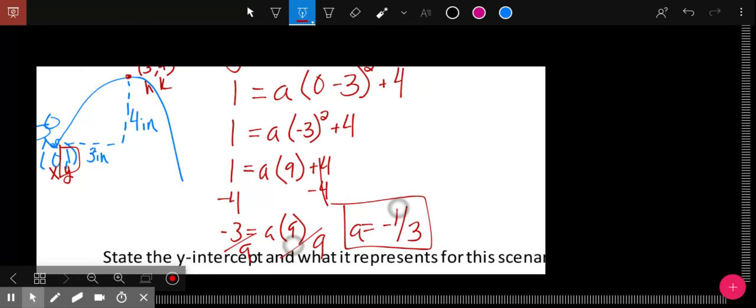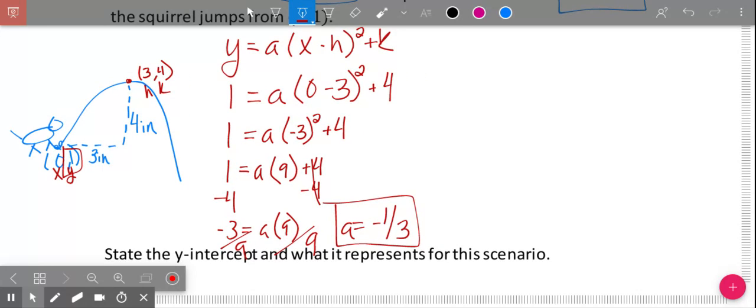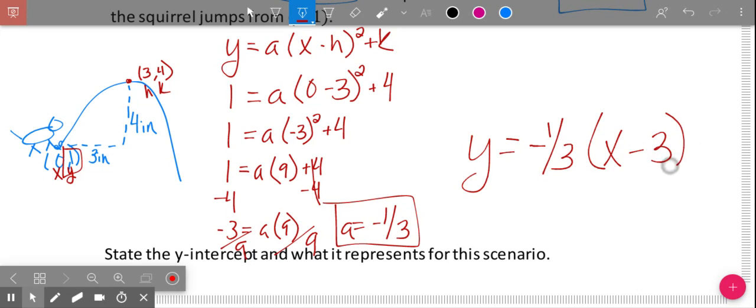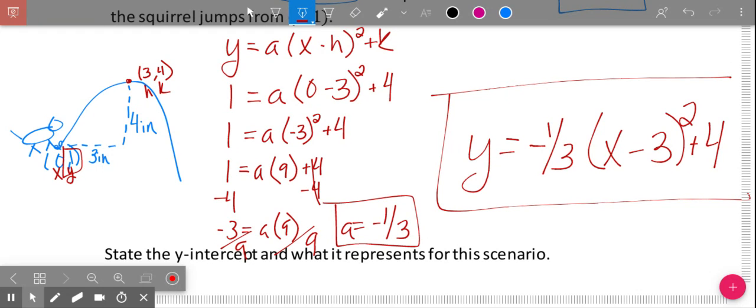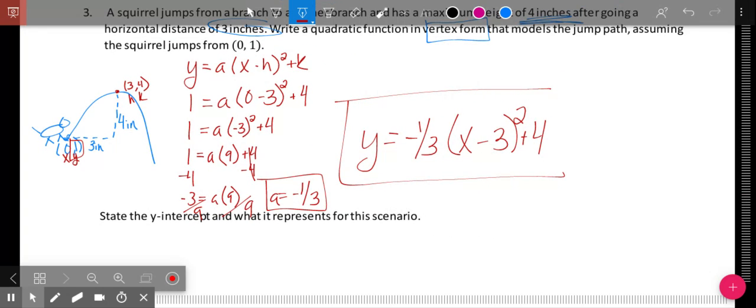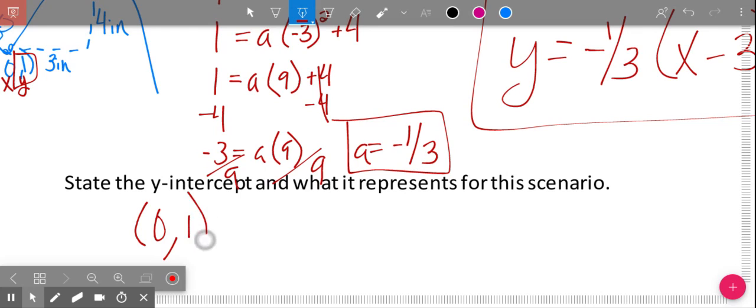So I didn't just ask for my a value though. I asked for the vertex form. So I'll have y is equal to -1/3, and then x minus my h, which was 3, squared, plus my k, which was 4. And the last little bit of this problem says state the y-intercept and explain what it represents. My y-intercept is up here. So it's 0, 1. Remember, when we state the y-intercept, it has to be a point because I'm picky about that. If it's a y-intercept, it is a coordinate point. And what does it represent? It represents the squirrel.